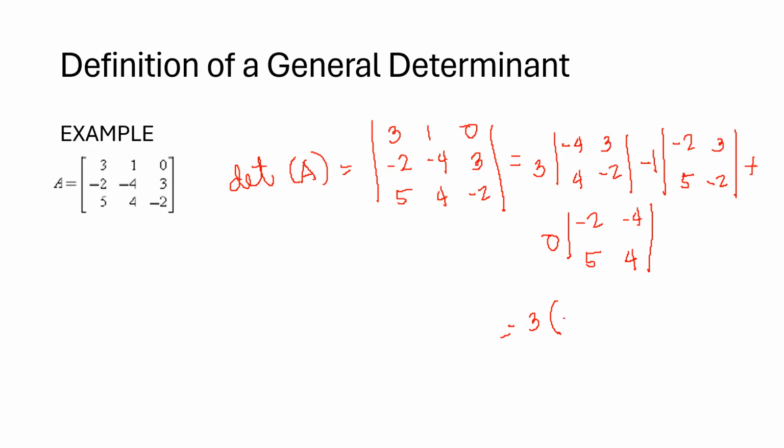Which is equal to, in this case, 3 times the determinant of this, which is negative 4, minus 1 times the determinant of this, which is negative 11, plus, of course, any number multiplied by 0 is 0, which is equal to negative 1. Okay, so the determinant of A is actually equal to negative 1.